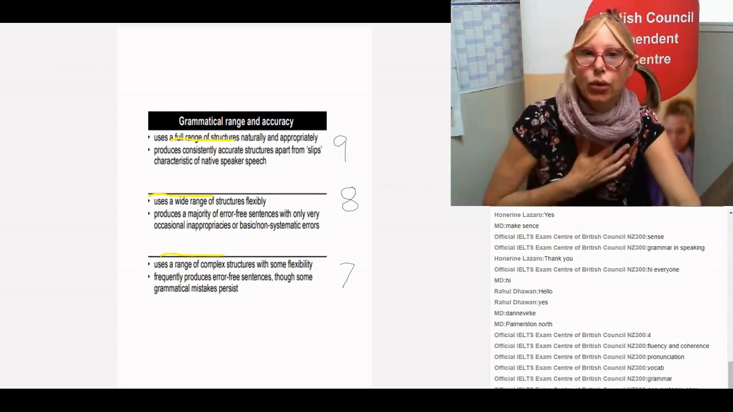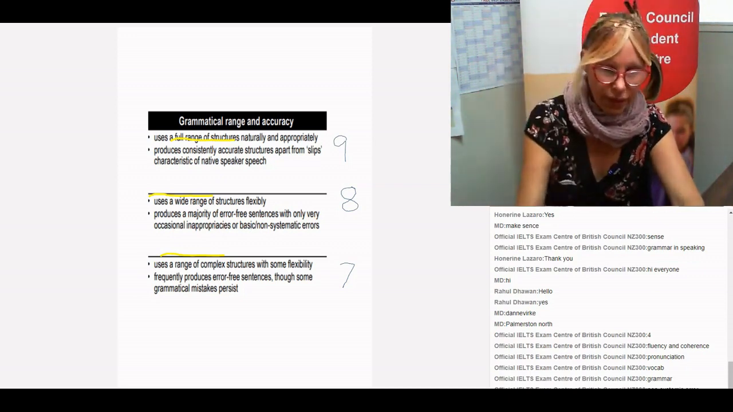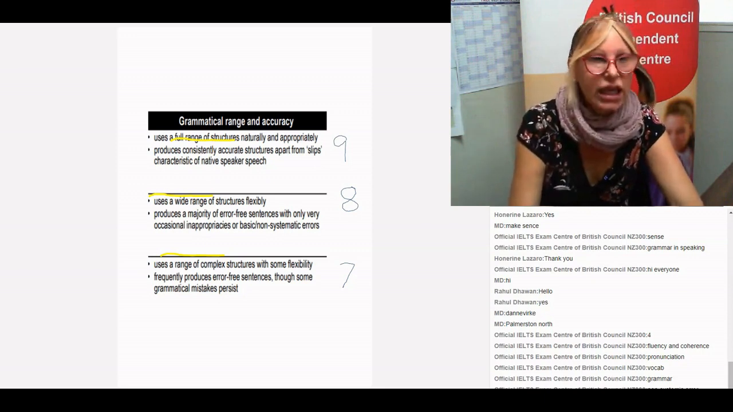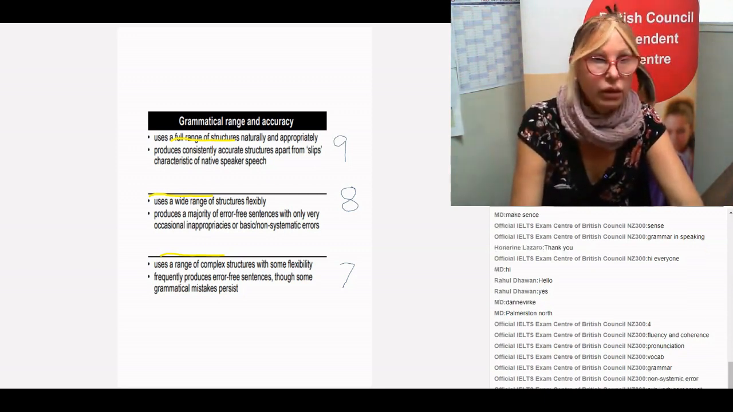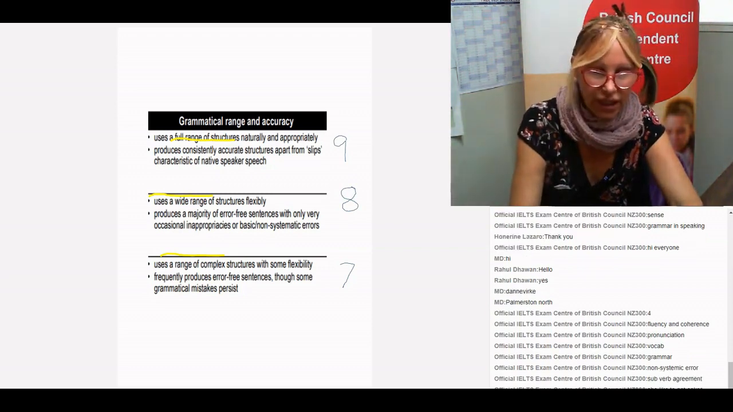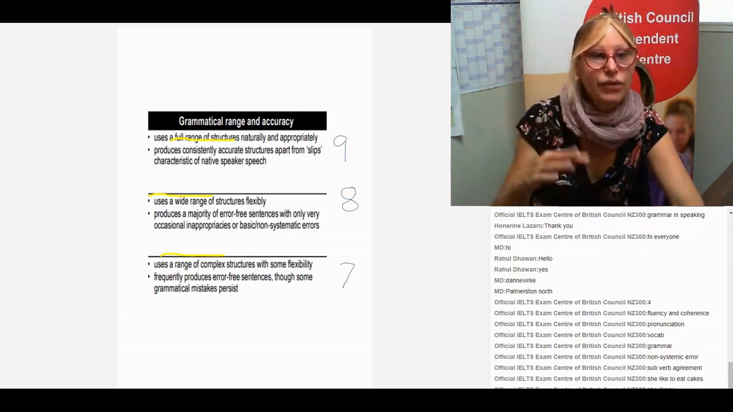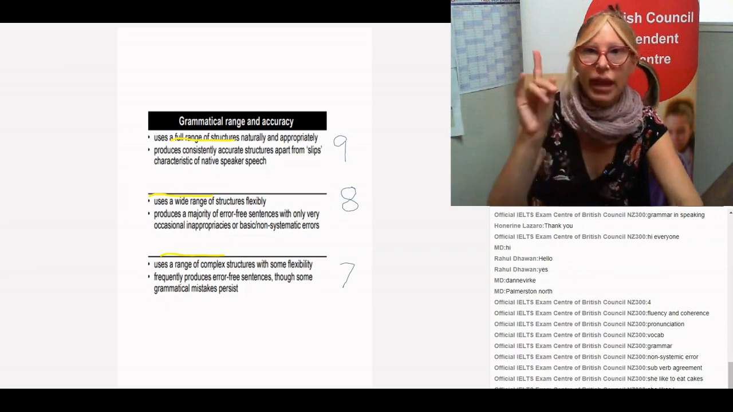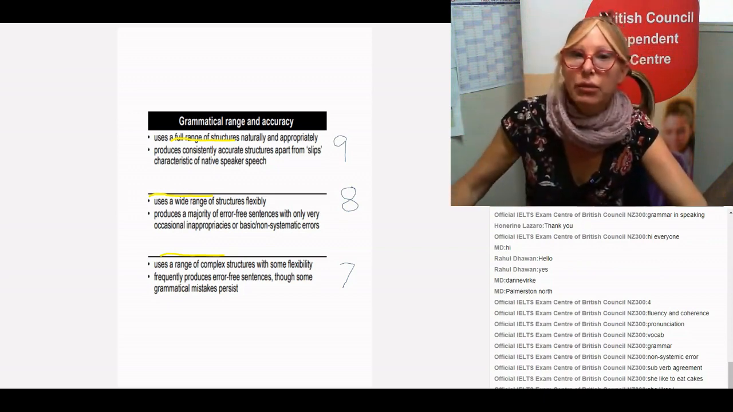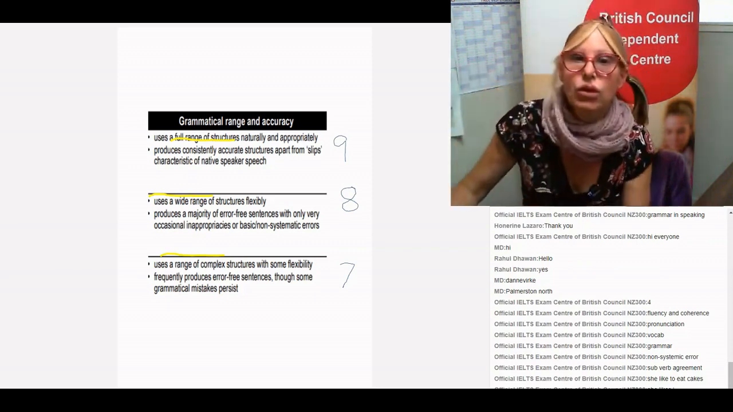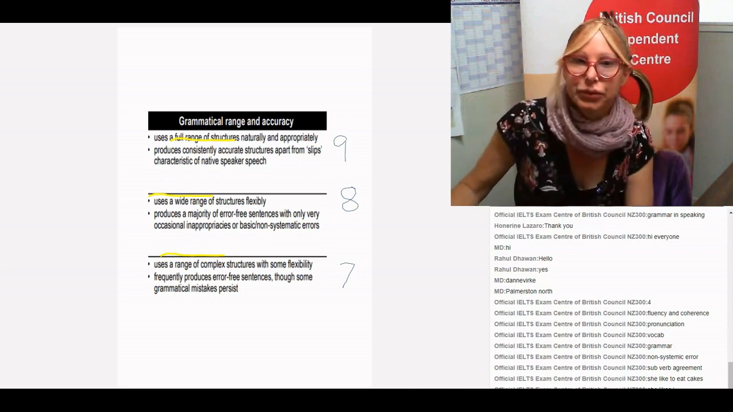So say, for example, you were a little bit rusty on your subject and verb agreement. Okay, subject and verb agreement. Say, for example, she liked to eat cakes. Well, that is a mistake, because it should be she likes to eat cakes rather than she like. Okay, so that's an example of a subject verb agreement error. Now if you just made one of those, that wouldn't be a problem. But if you made it every time you used a subject and a verb and they didn't agree, then that would be called a systematic error.